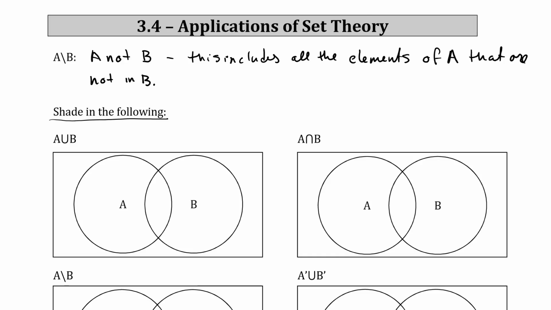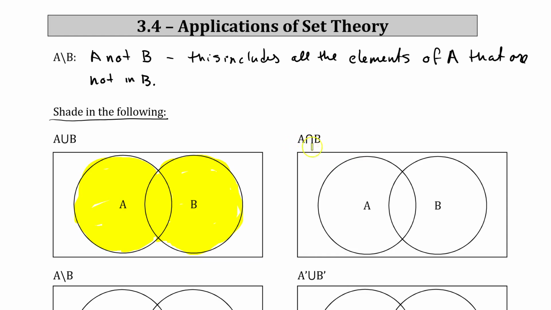So shade in the following. I'm going to get my highlighters here. So A union B, that means that everything in A is included and everything in B is included. So the solution space for this would be everything that is in A and everything that's in B. Since it's the union, not the intersection, it's not where the two intersect.